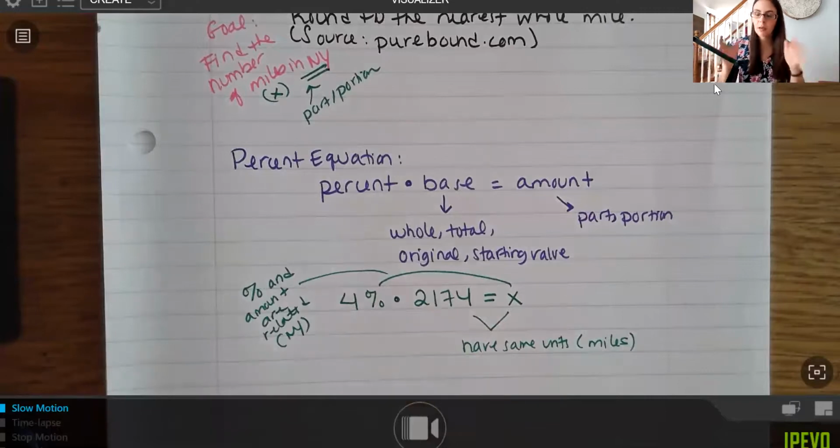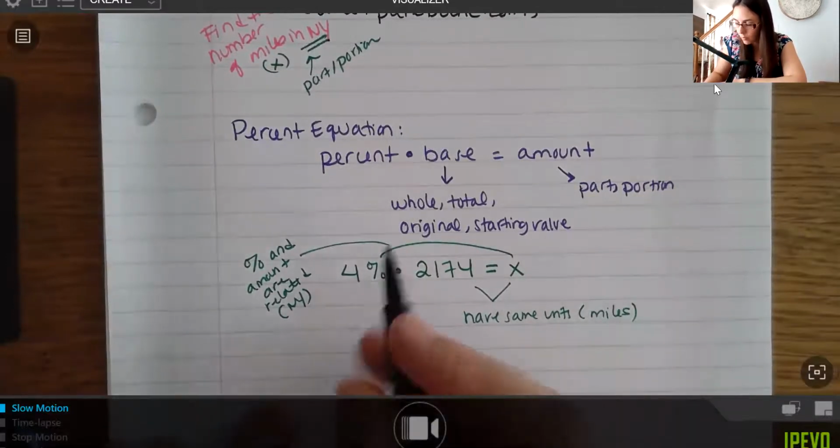Not a perfect check. Word problems, I never have a perfect check for you, but at least we know, okay, my base and my amount should have the same units, and my percent and my amount should be related. They should be the same idea. So they're both based on New York here. So this is going to be our formula.